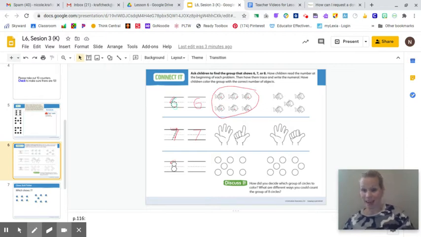And then I'm going to circle the group that shows 7 fingers. If I look here, I see a whole hand. I know that means 5. And then one more, that would get me 6. But I'm looking for 7. Let me look at this picture. I see 5 and then 6, 7. So I'm going to circle this group here.